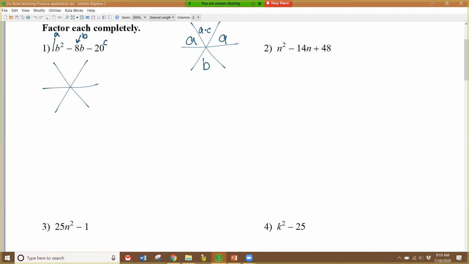So if we fill out our asterisks, A is 1, so we're going to put that top left, top right. B goes in the bottom middle. Make sure you bring that negative down with the 8. And then for the top middle, we have 1 times negative 20, which is negative 20. So now I'm looking for 2 numbers that multiply to give me negative 20, but add to give me negative 8. That would be negative 10 and 2.